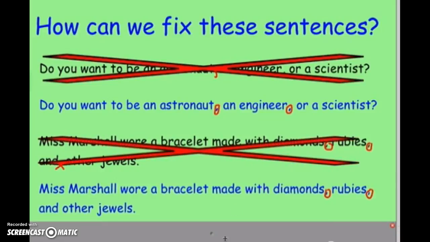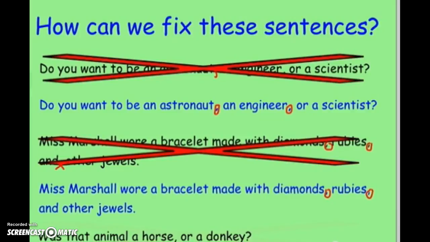Let's look at one last example. Was that animal a horse or a donkey? So remember, when we use commas in a list, we're talking about 3 or more items. But in this question, we only have 2 items, a horse and a donkey. So let me highlight those for you so you see which 2 I'm talking about.